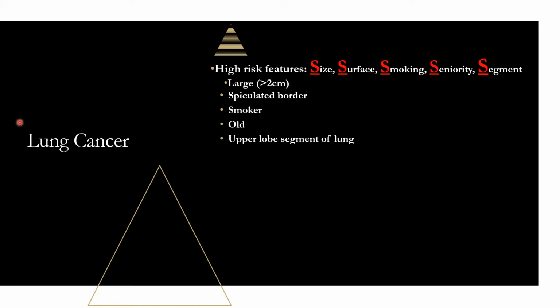your segment. So upper lobe segment of a lung. About 2/3 of all malignant nodules are going to be found in the upper lobes. So that's what you need to know for your high risk features. So high risk features, again, large, spiky, old, smoker in the upper lobes. That's what you need to know for your nodules, and that's it. Don't waste your time with anything else.